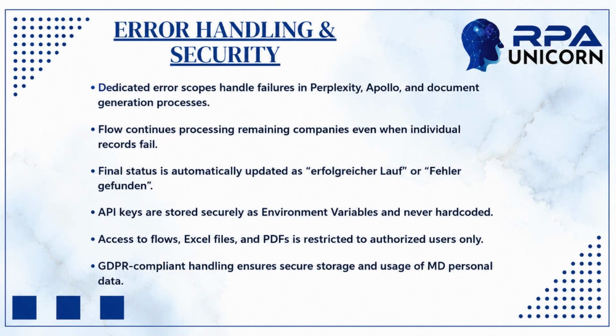To ensure resilience, we have built dedicated error scopes that allow the flow to keep processing remaining companies, even if an individual record fails, automatically updating the final status to either success or failed. Furthermore, data protection is paramount. Our architecture secures API keys as environment variables, restricts system access to authorized users only, and maintains strict GDPR compliance to safeguard all personal data. Let's dive into how these measures maintain our system's integrity.